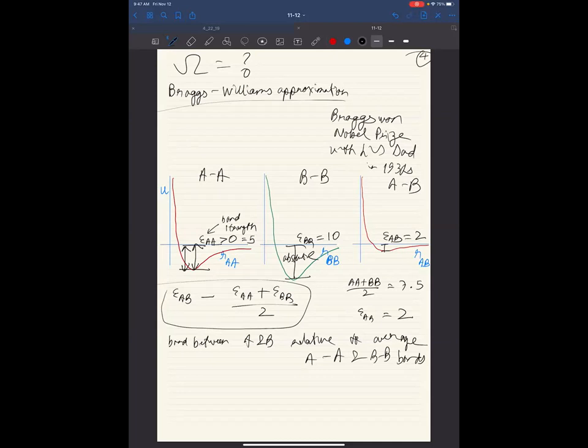However, this is excluding entropy. There is a certain benefit in mixing things together. That was the entropy thing that we talked about. This is purely energy.